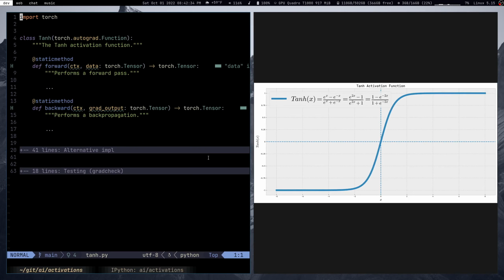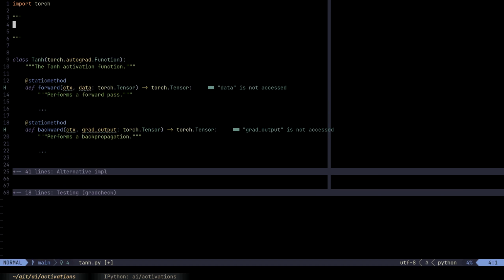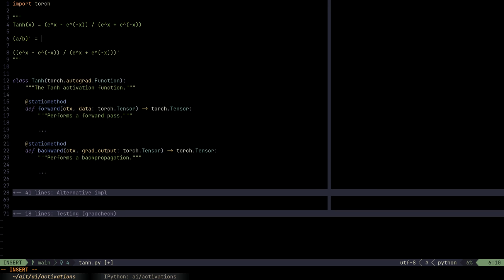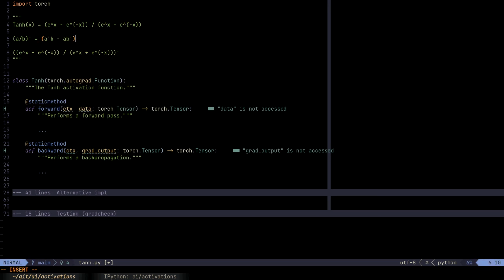Okay. So now let's go ahead and implement the tanh activation function. But before doing that, we need the gradient, or the derivative of tanh. So we know tanh is e to the power of x minus e to the power of minus x over e to the power of x plus e to the power of minus x. Okay. And we need the gradient of this. We're going to use the fraction derivative formula. So (a over b) prime is going to be a prime b minus a b prime over b squared. Right? This is the rule for the fraction derivative, and we're going to apply it here.